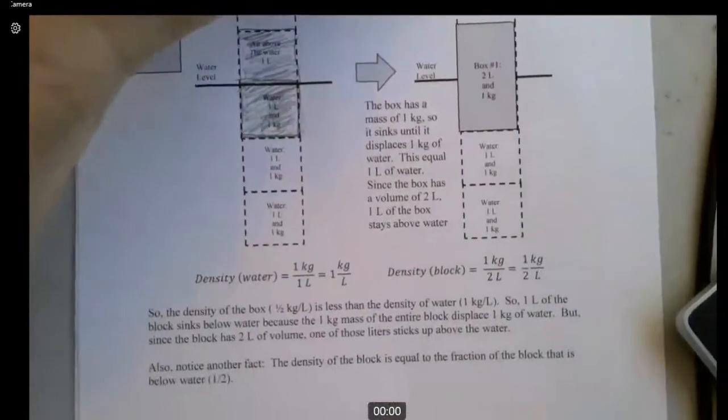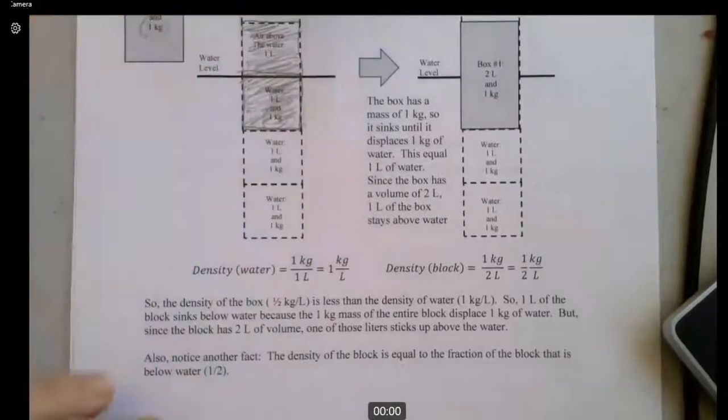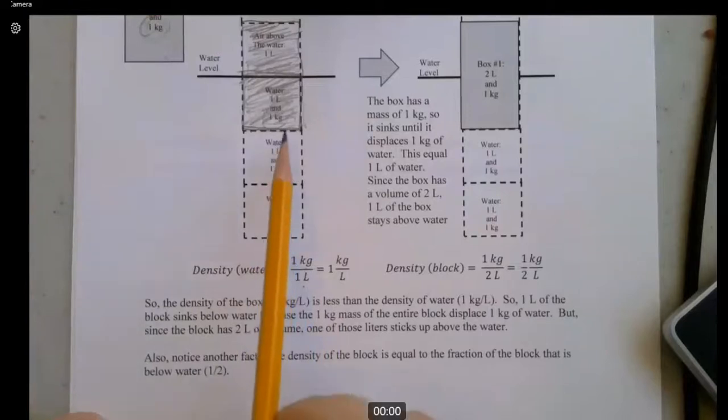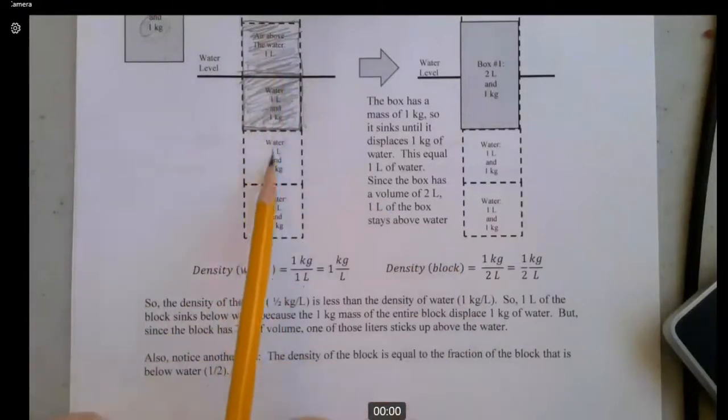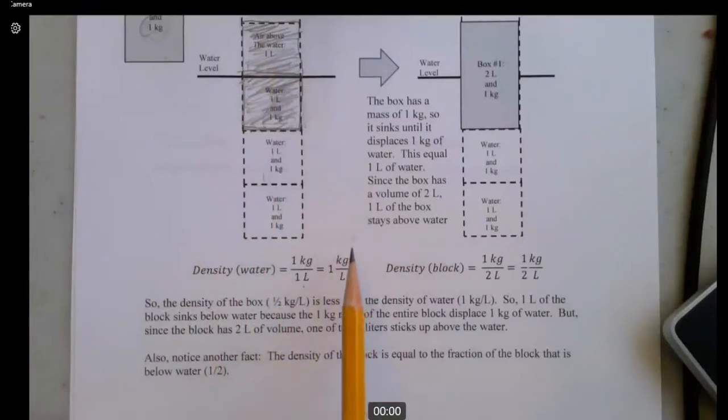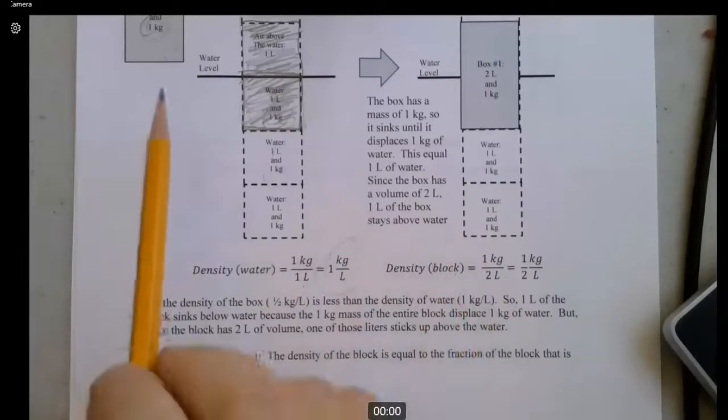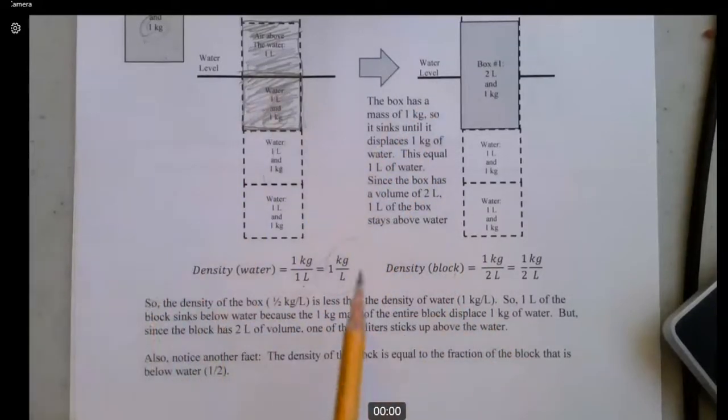Now, what's the density of the box? Well, the density of water is 1 kilogram for every 1 liter. That's what each of the boxes down below the water say. 1 kilogram for every 1 liter, so that's 1 kilogram per liter. That's the density of water. The density of the block, or box, sometimes I call it a block, sometimes a box, is 1 kilogram, and it's 2 liters in volume. So 1 divided by 2 is 1/2, so it has a density of 1/2 kilogram per liter.